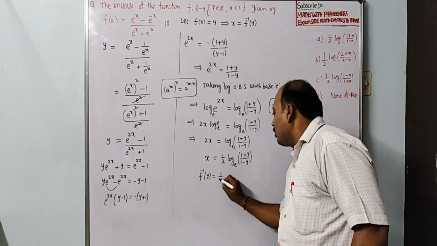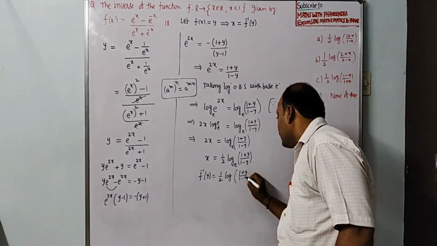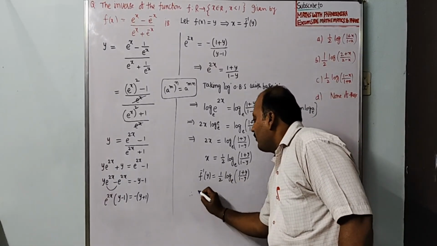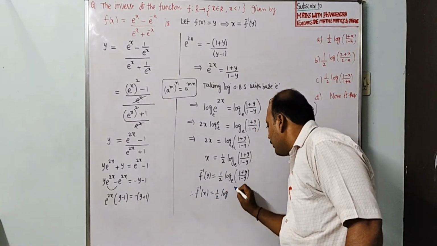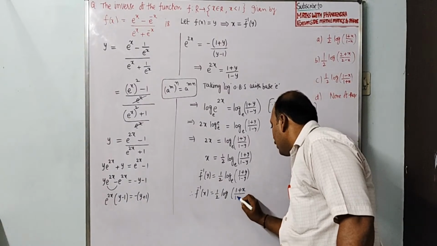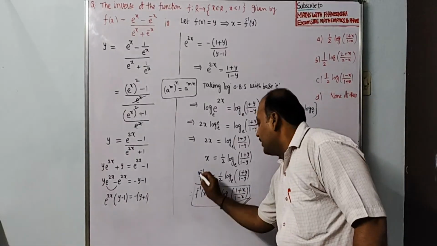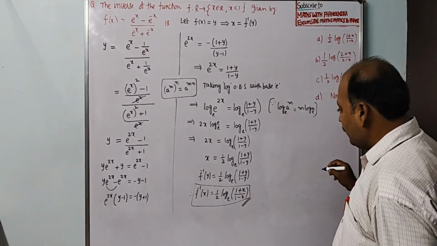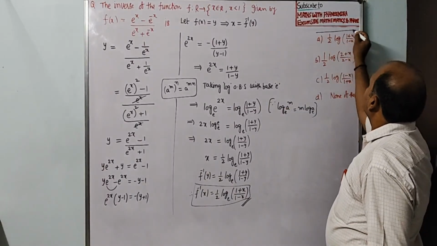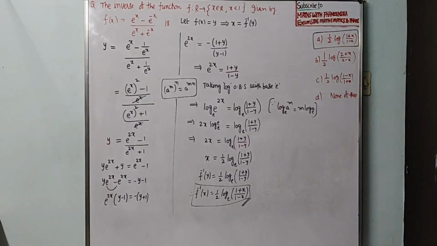F inverse of y equal to log mod, 1 by 2 into log of 1 plus y by 1 minus y to the base e. But I want f inverse of x, dear students. So 1 by 2 log of 1 plus x by 1 minus x to the base e. So our required answer is f inverse of x equal to half into log of 1 plus x by 1 minus x. It is there in the first option, dear students. I hope you understand. We'll move on to another set of questions.